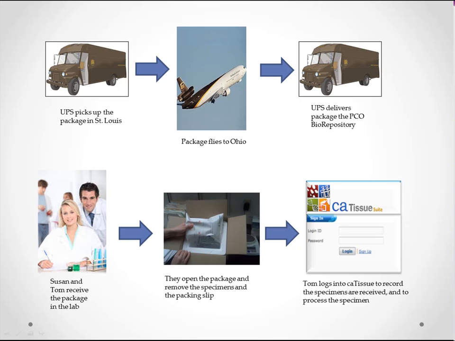The specimen package is now picked up by UPS in St. Louis and then flown to Ohio. Once the package arrives in Ohio in the PCO biorepository, Susan and Tom receive that package. They open the package, remove the specimens, and remove the packing slip. Tom will now log into caTissue to record that the specimens have been received and all processes done to the specimen.